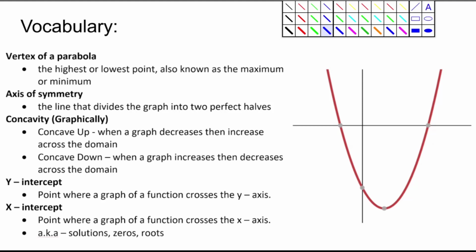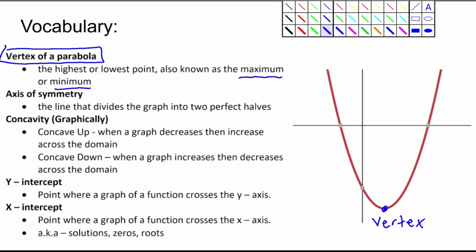Number one, the vertex of a parabola. So what's a vertex? It says the highest or lowest point, also known as the maximum or minimum. So that's important. We call these vertex, they have a maximum or minimum. So if we look at the graph here, where is the highest or lowest point on this graph? Well, it's already marked for you, but it's this point right here. So that point has a name. So let's write that in. That's called the vertex.